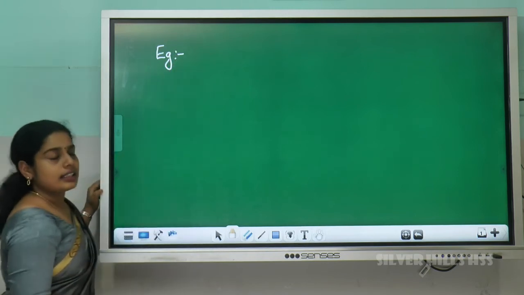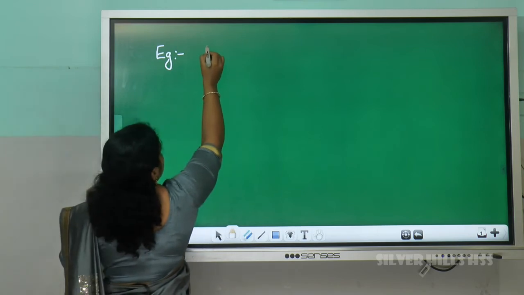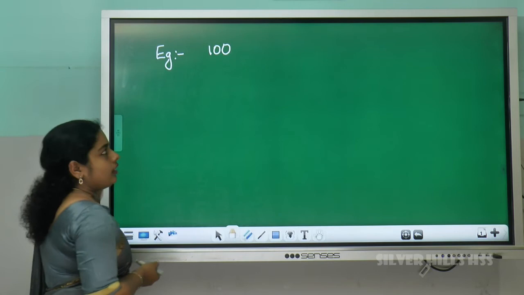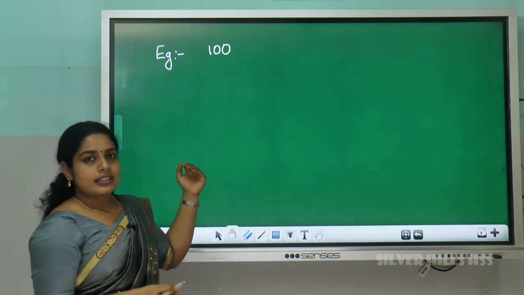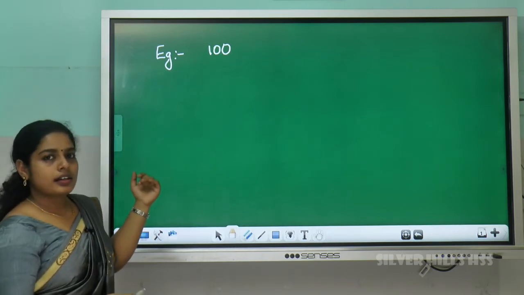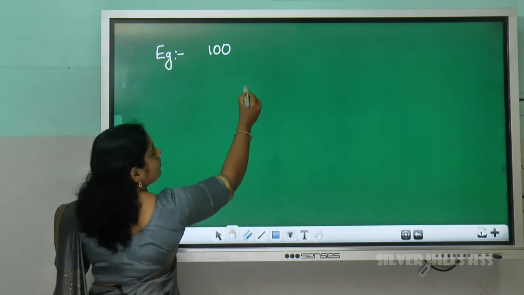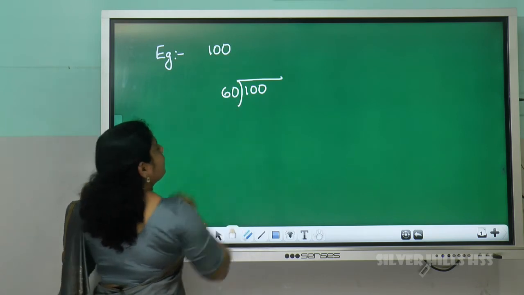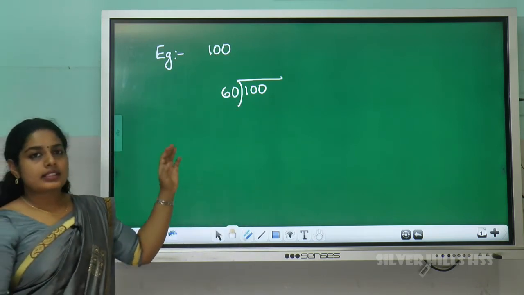By 60. So, if I am taking an example, 100. Okay. So, in order to find how many 60s are there in 100, I am going to divide this 100 by 60. Now, the multiplication table of 60 will help you.